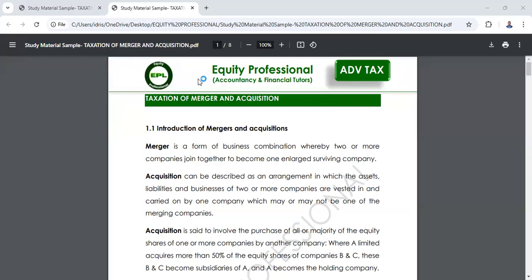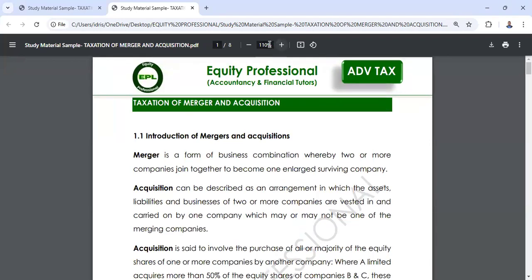So this night we look at taxation of merger and acquisition. We start with what is merger, what is acquisition. What type of merger do we have? We look at that. So that is what we want to discuss this night: taxation of merger and acquisition.